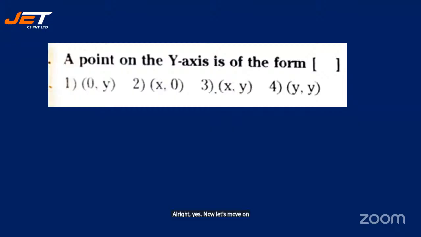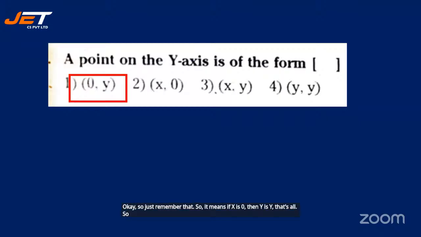A point on the y-axis is of the form: 0, y; x, 0; x, y; y, y. One thing I wanted to tell you, a point on the y-axis means x is 0. So just remember that. It means if x is 0, then y is y. That's all. So your option 1 is the correct one.